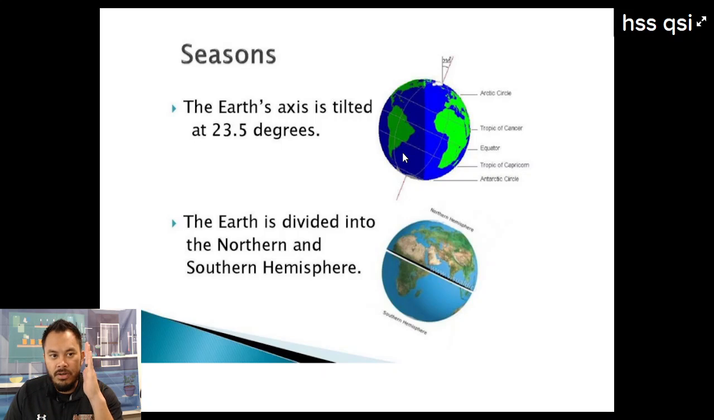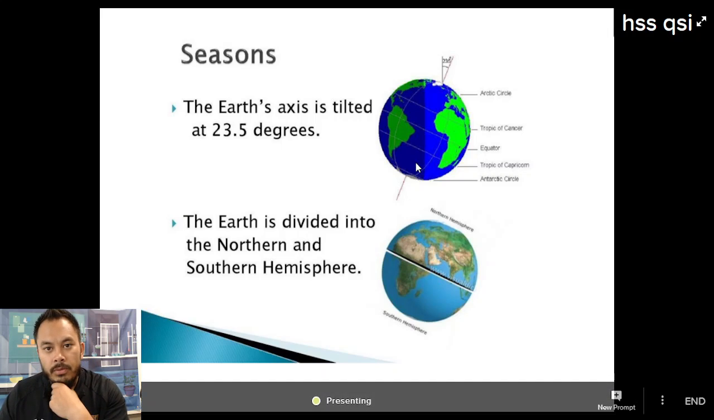It currently typically tilts at a 23.5 degree angle. You don't necessarily need to know the degree of the angle. Again, you just need to understand that the Earth's axis tilts forward and backward throughout the year.